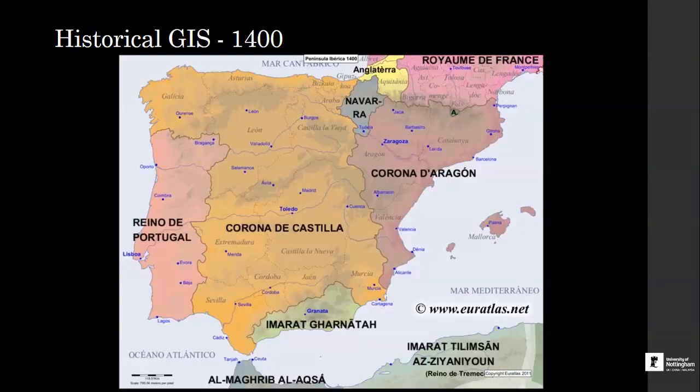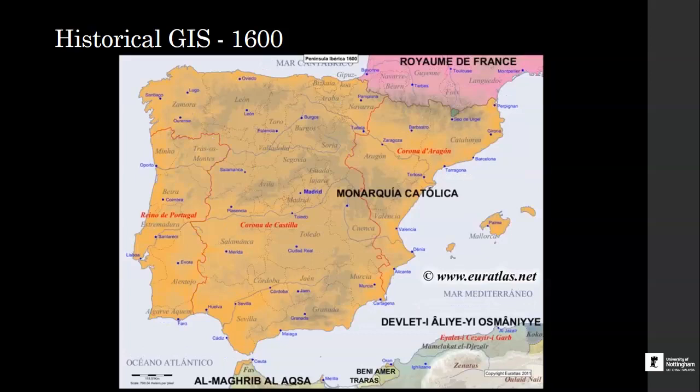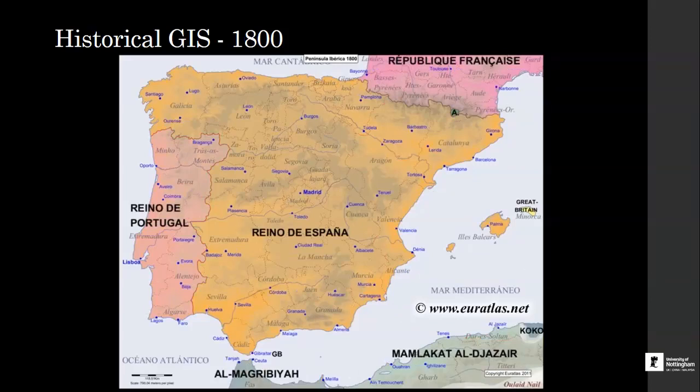Here we see almost the end of the Muslim habitation of the Iberian Peninsula. Portugal has started to exist. This is the Catholic monarchy. The Kingdoms of Portugal and Aragon are all integrated, and here at the end we can see Portugal is independent again. So that's a sequence mapping, and we can do this, of course, with multiple things.